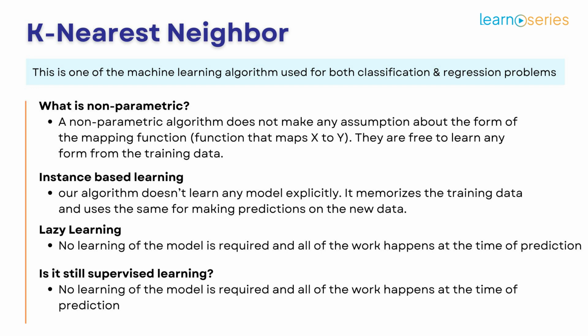Instance-based means our algorithm doesn't learn any model explicitly. It memorizes the training data and uses the same for making predictions on new data. That means it's not fixed: if the data points change, then obviously the result will change. And in lazy learning, no learning of a model is required, and all the work happens at the time of prediction.